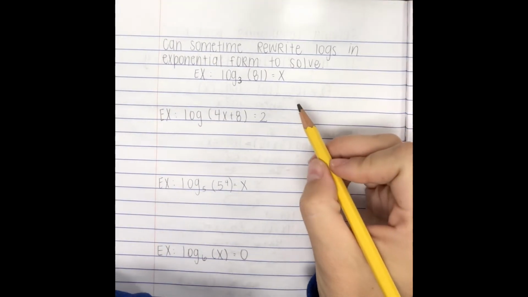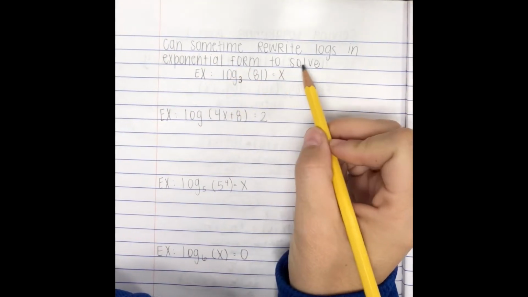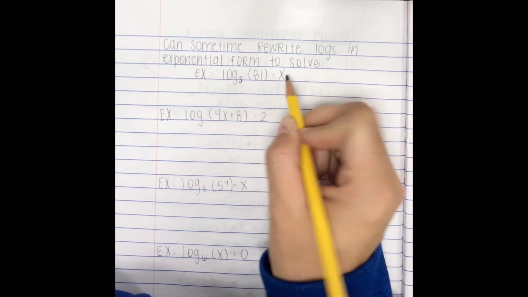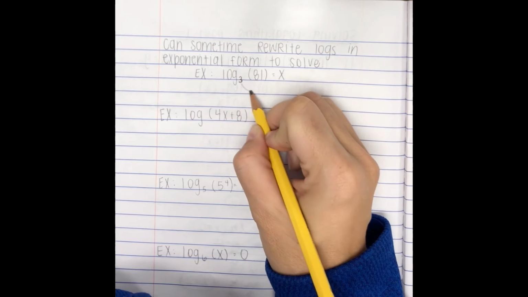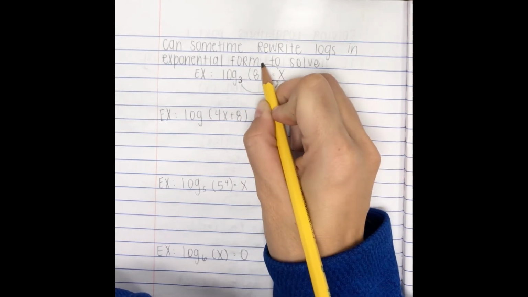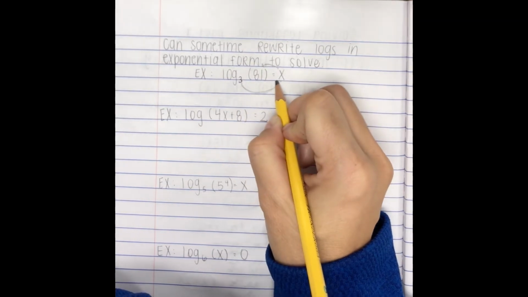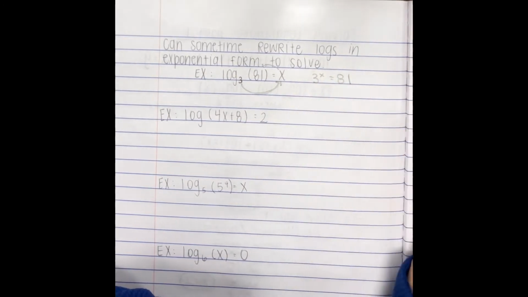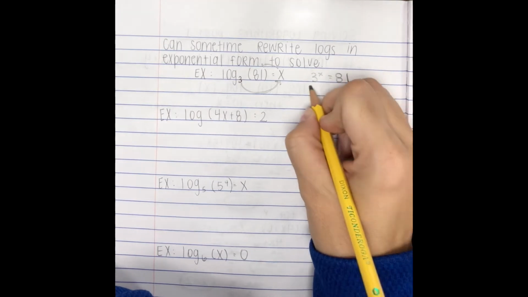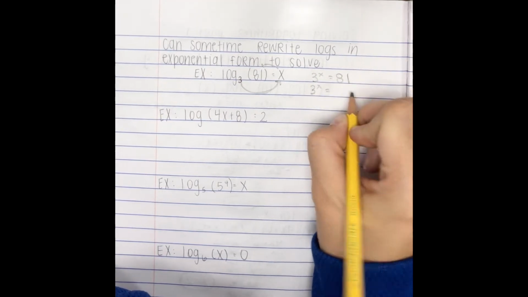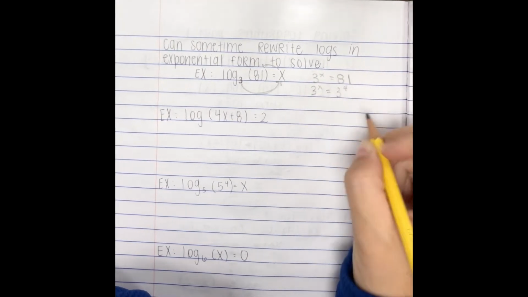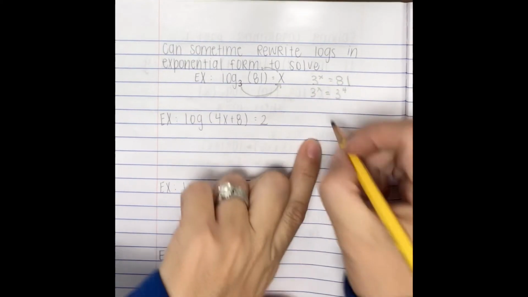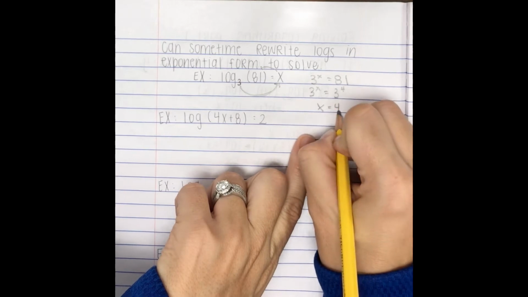Another way to solve logs is to rewrite them in exponential form and then solve. So if I had log base 3 of 81 equals x, and I wanted to find x, I could rewrite this in exponential form. So 3, my base 3 raised to the power of x equals 81. Well, 81 with a base of 3 is 3 to the 4th. Bases are the same, which means my exponents are equal. So we get x equals 4.